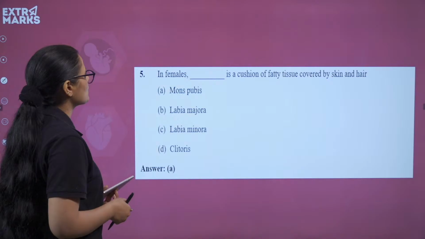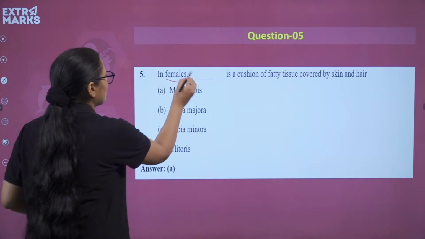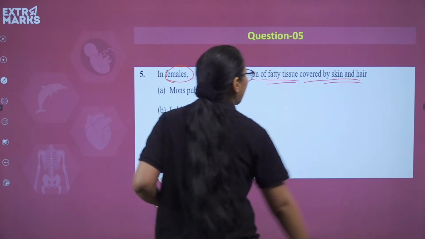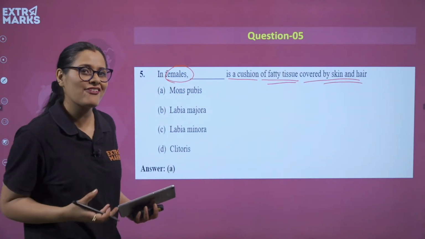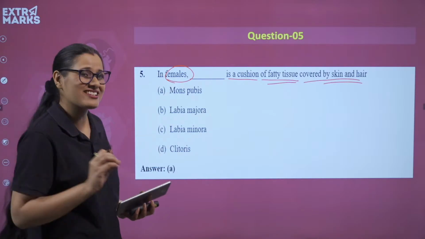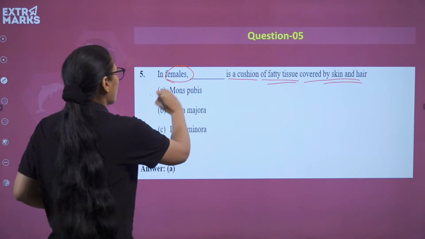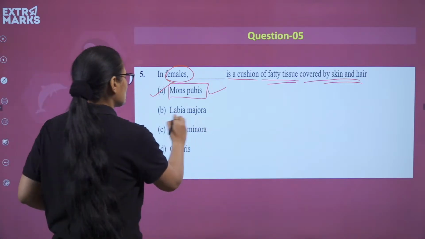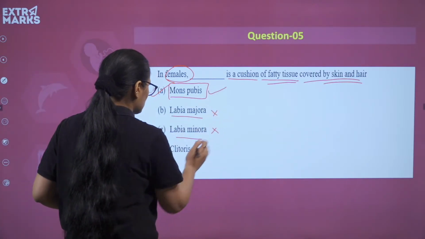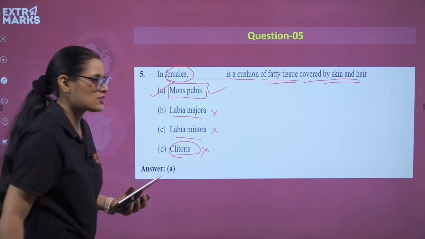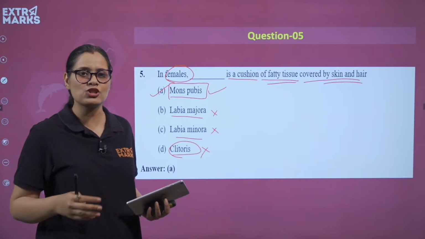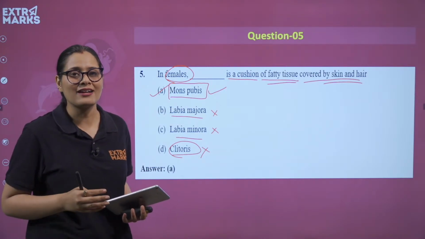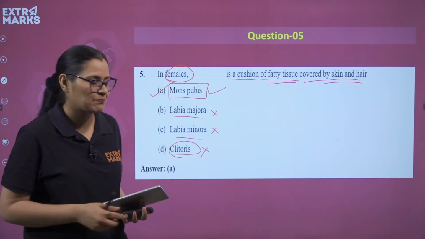The next question says, question number 5, in females, it is a cushion of fatty tissue covered by skin and hair. And the cushion of fatty tissue in female external genitalia is mons pubis. So the answer is again direct. Labia majora and labia minora are below it, and clitoris is a sensational structure which is present in the external genitalia of females, regarded as a homologous structure to glans penis.